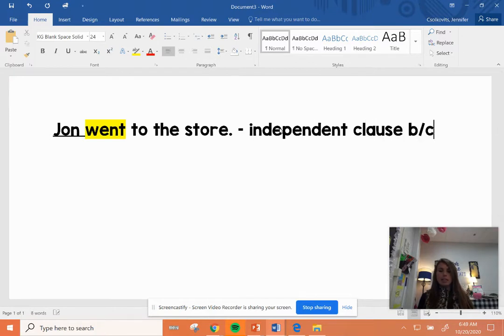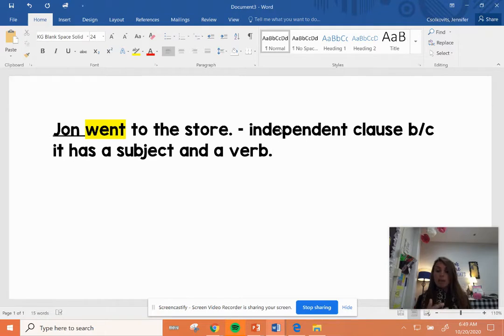Now I know that this is an independent clause because it has a subject and a verb. That's my rationale. I know that something is an independent clause if it has a subject and a verb tied to it. Like Ms. Solkovitz teaches the class. It's independent. I have my subject, Ms. Solkovitz, and teaches is my action.